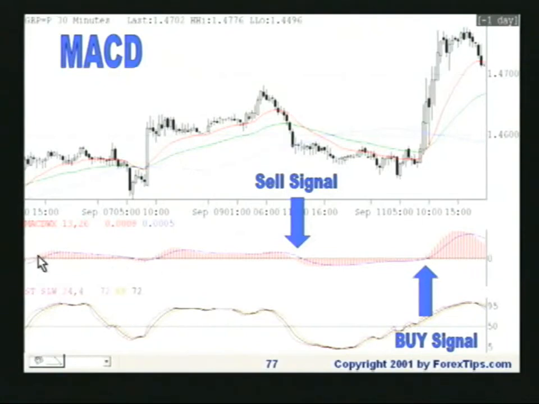Either way, how this works is when the MACD crosses over the filter, it gives a buy. When it comes down, it gives a sell, then a buy, then a sell, then a buy.